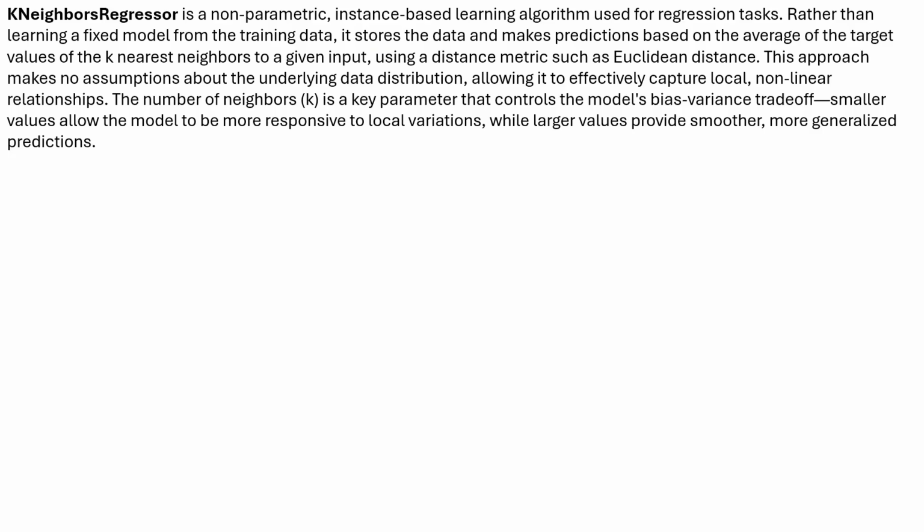The KNeighborsRegressor is a non-parametric, instance-based algorithm. It doesn't build a global model from the data. Instead, it makes predictions by averaging the target values from the k-nearest neighbors to a new input. It relies on a distance metric like Euclidean distance to find those neighbors. Since it doesn't assume a specific data distribution, it's effective for modeling local nonlinear relationships. The choice of k affects the model's behavior. Smaller values allow for more localized responses, while larger values provide more general trends.